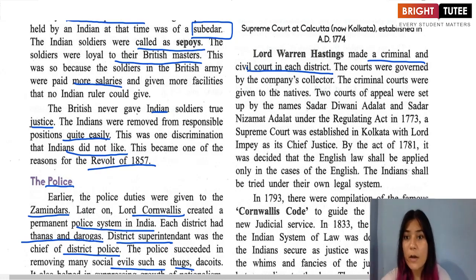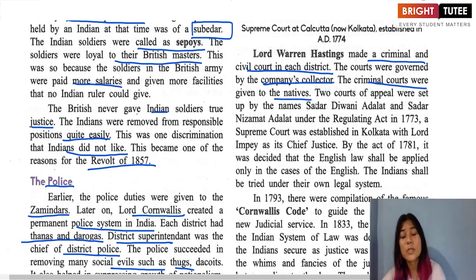The courts were governed by the company's collector. So the district collector was the head of the court. Okay. The criminal courts were given to the natives. The Indians were given to the criminal court, and the civil court was for the English, okay, or the British.